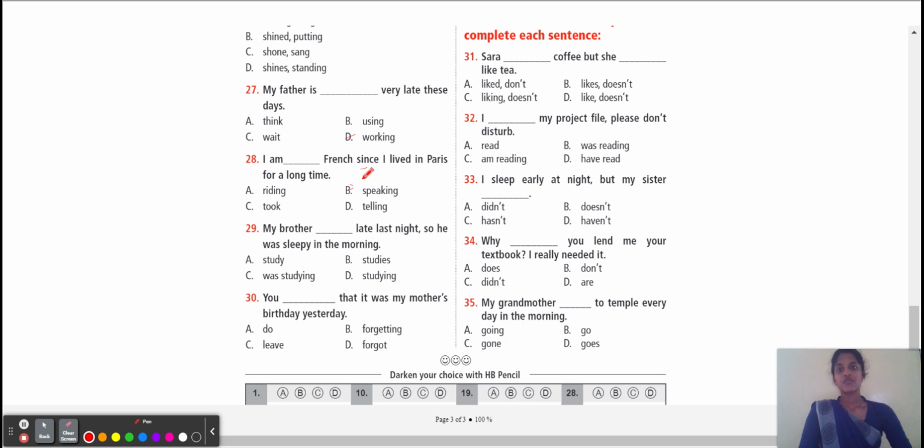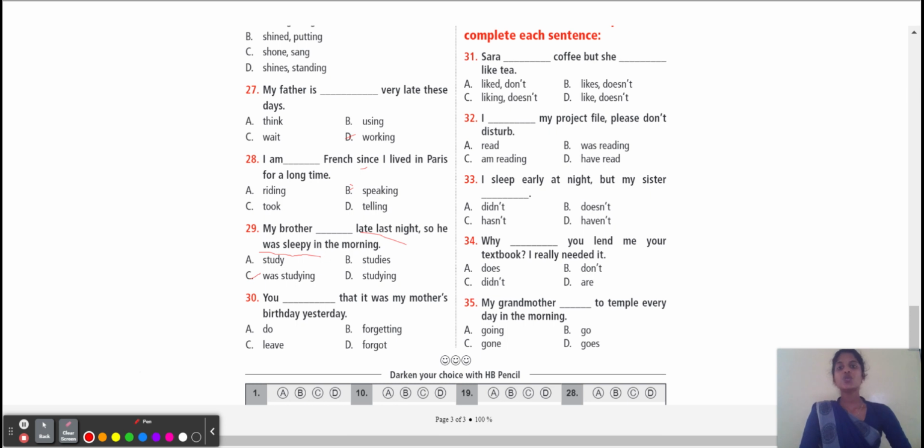29. My brother dash late last night, so he was sleepy in the morning. Sleepy is in the past tense. Last night, he was sleepy, is the past tense. So you should place "was studying" as the correct one because it is the past tense. So you should use the past.